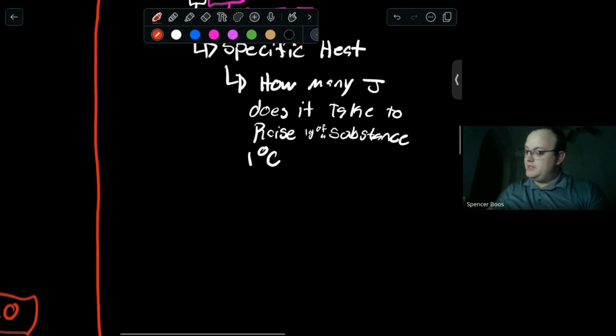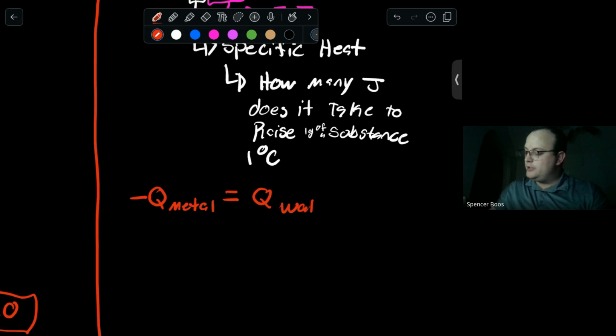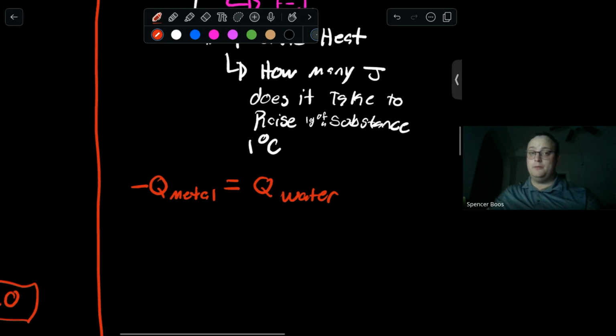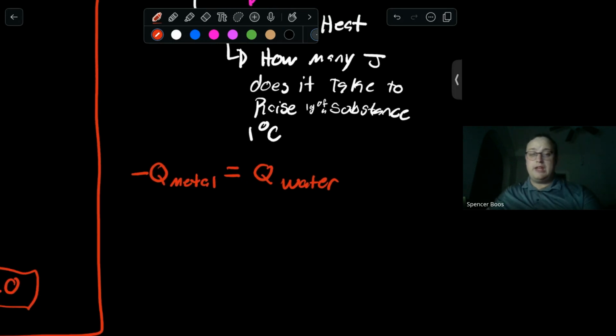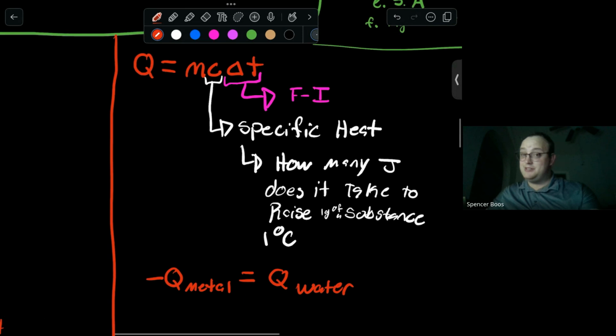This formula is the negative Q metal is equal to the positive Q water. So any heat lost by the metal is gained by the water. So if we have Q and we've got this equation up here, can't we just plug them in? And the answer is yes.